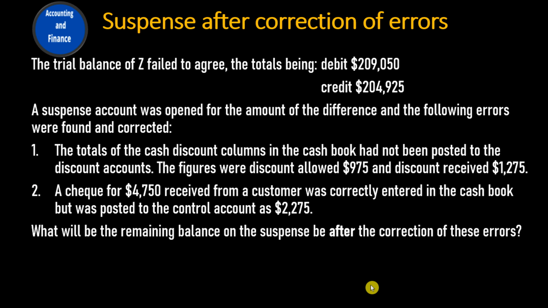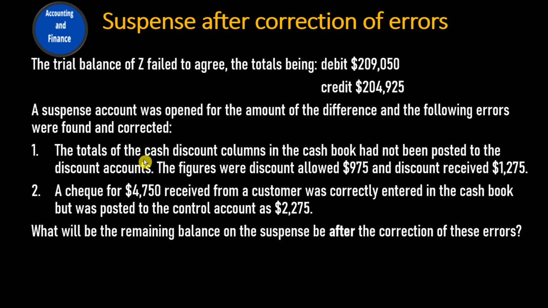Suspense after correction of errors. The trial balance of Z failed to agree, the totals being debit $209,050, credit $204,925. A suspense account was opened for the amount of the difference, and the following errors were found and corrected.